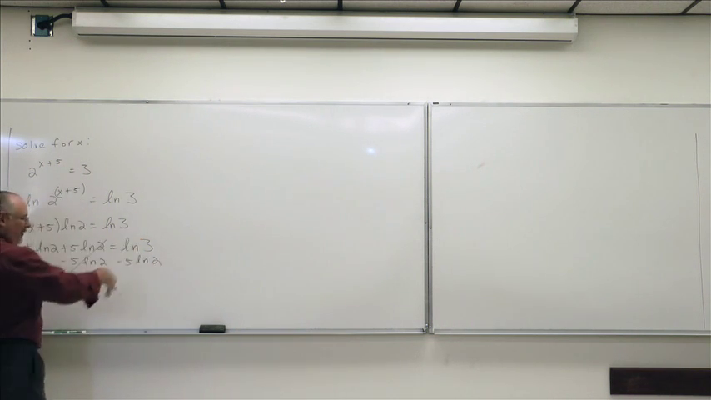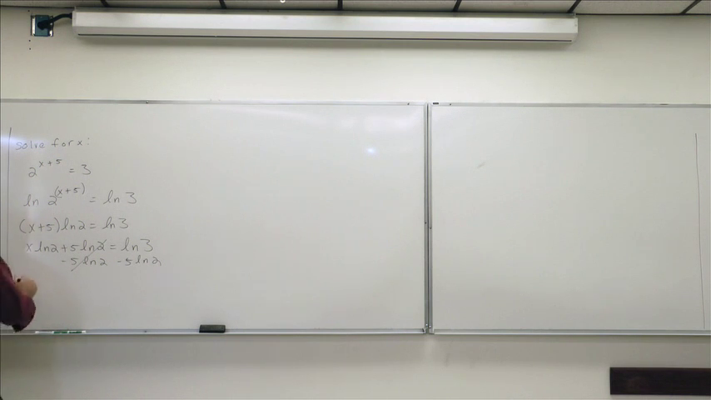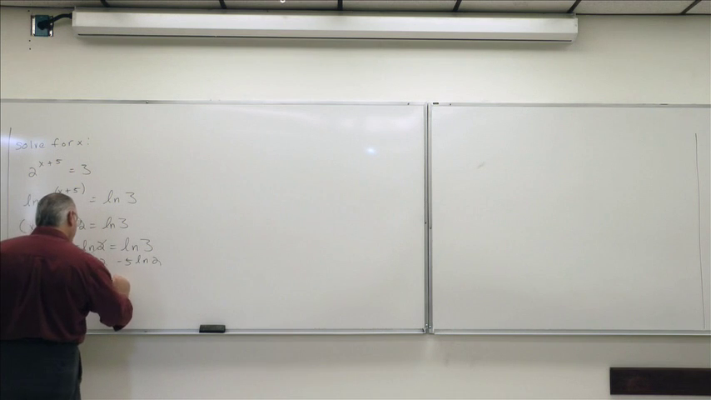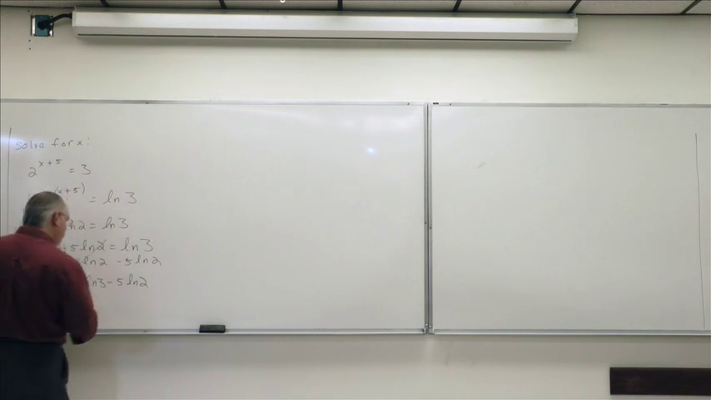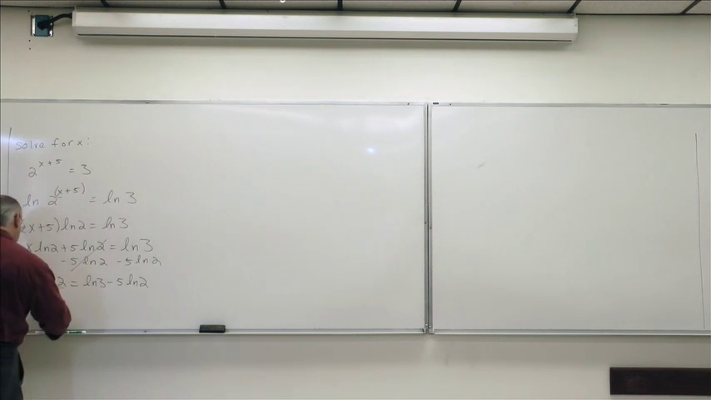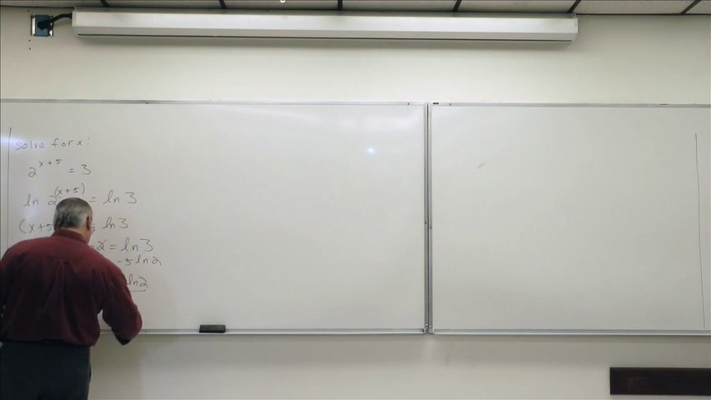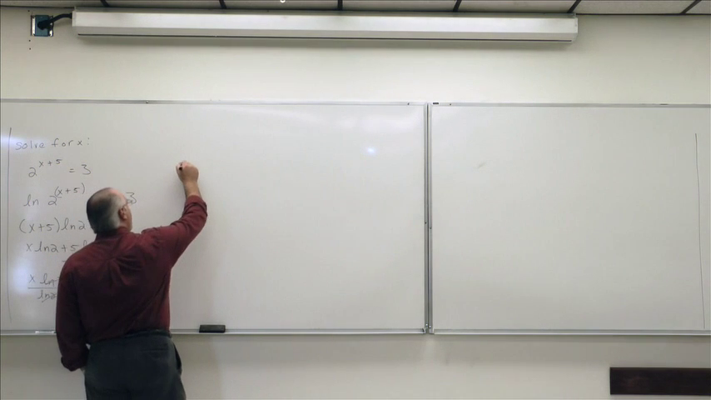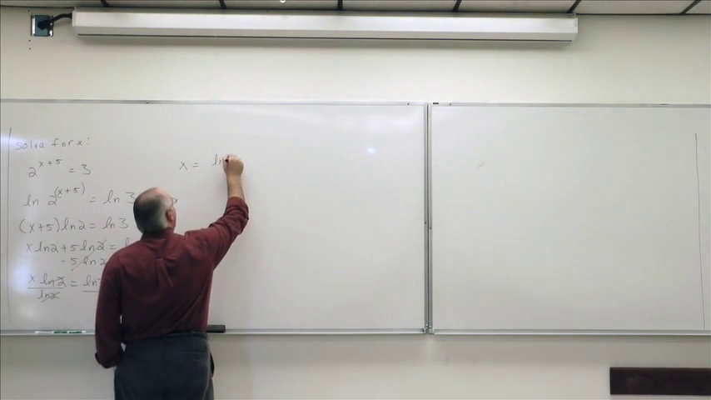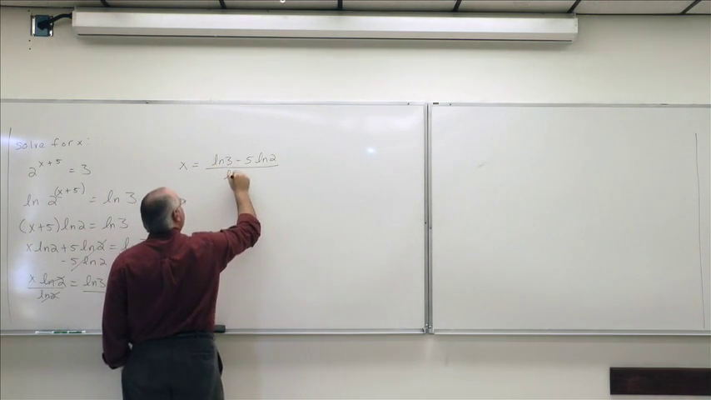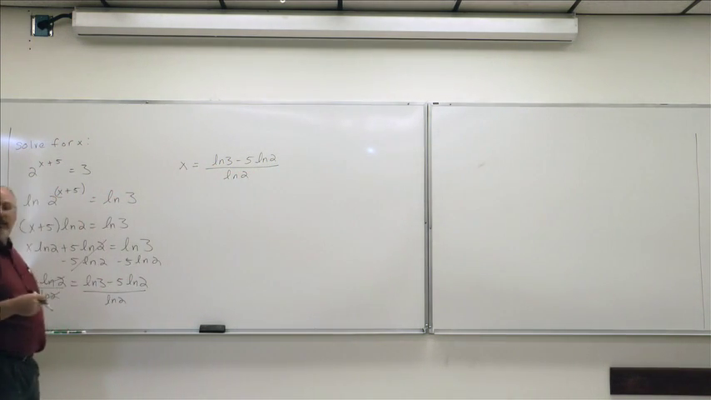Now these are not like terms. There's nothing you can combine. You're just going to write it. So you get x natural log of 2 is the natural log of 3 minus 5 natural log of 2. And we have x times something, so to solve, we divide by that something. So you get x is equal to the natural log of 3 minus 5 natural log of 2 over the natural log of 2.